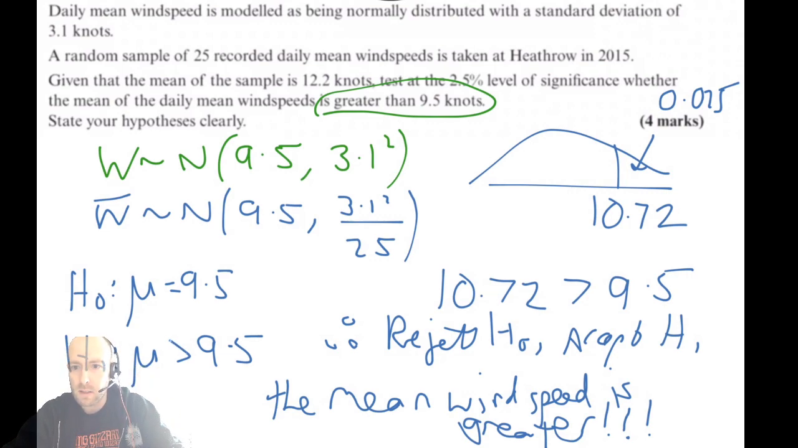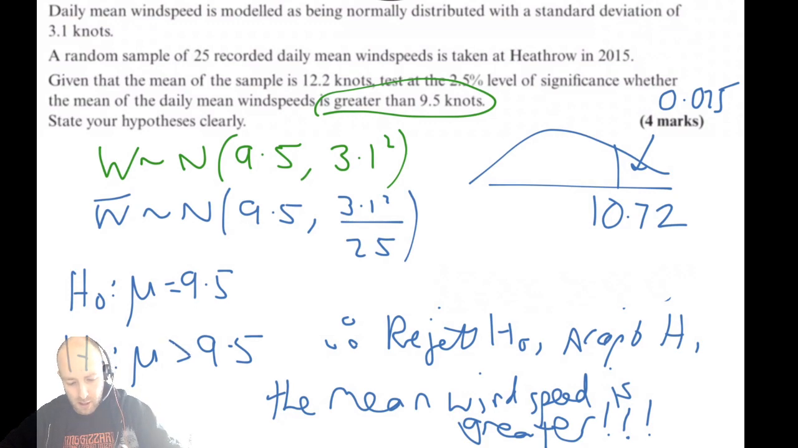Don't we need to say it's greater than 12.2? Did you get 12.2? Wait a minute, I'm being an idiot here, aren't I? What have I done? Yeah, I've written something stupid here. Given the mean of the sample is 12.2. Yes, I've done this weirdly. Sorry. I came to the right conclusion, but for wrong reasoning. 12.2 is our test statistic, and of course 12.2 is greater than 10.72.